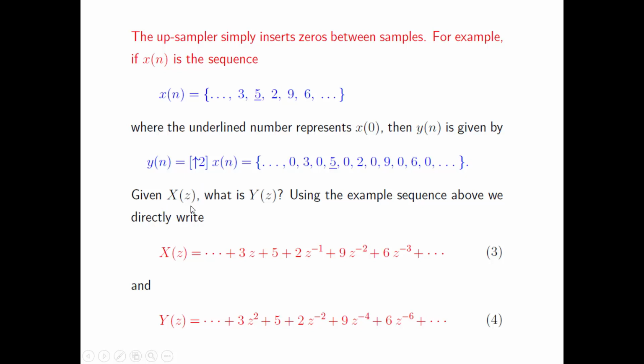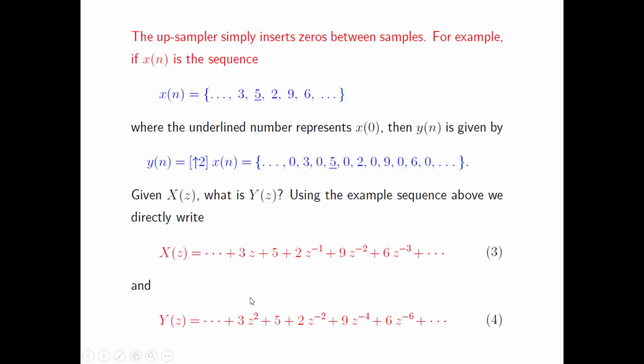Now given X(z), the z transform of x[n], we will have to see what is Y(z). If we take the z transform of this sequence, we will get 3z, because this is at sample value n equal to minus 1, so the sample value is 3. Then you will get 5, because this is the origin, then 2z to the power minus 1, and so on.